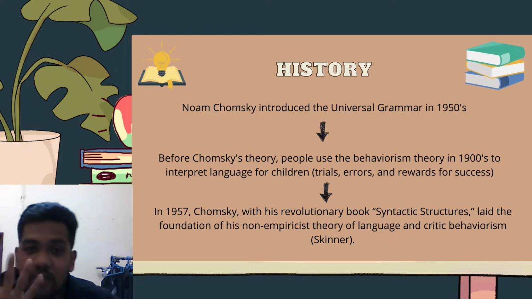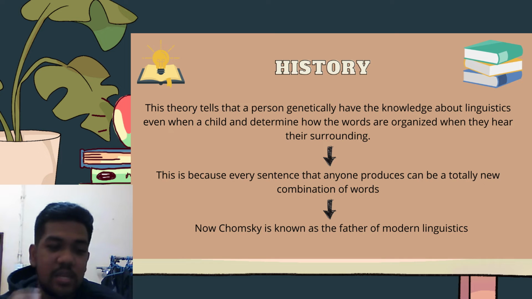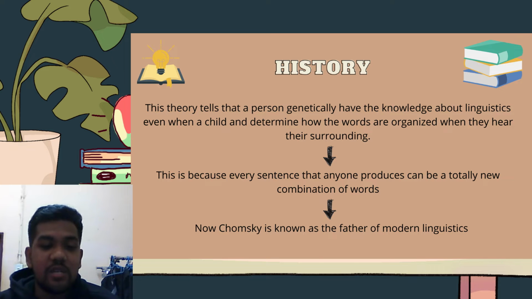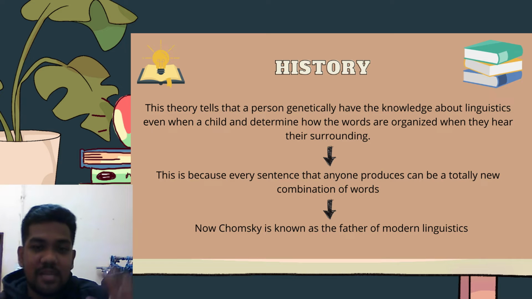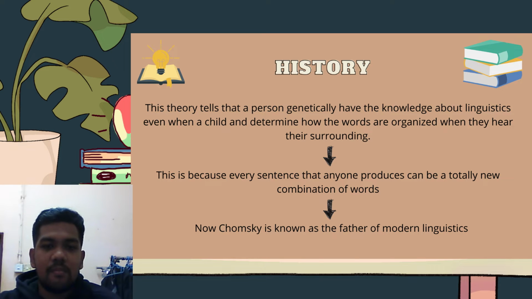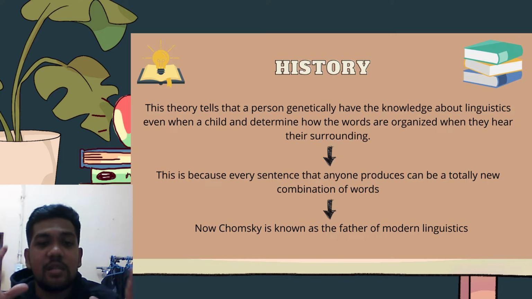Okay, let's look at my fourth point. In my fourth point, the theory tells that a person genetically, not immediately, has knowledge about linguistics. Basically, they have it in them. Even when they are a little child, they can determine how the words are organized when they hear their surroundings. Basically, they have it in them, but they need to organize the words.